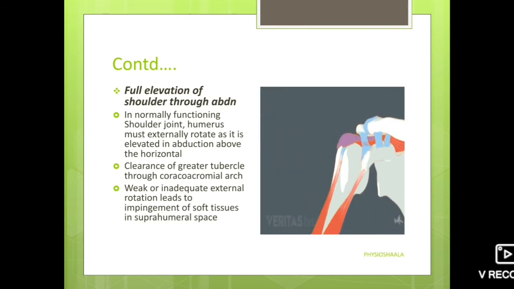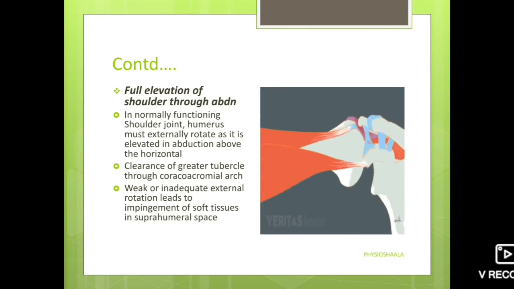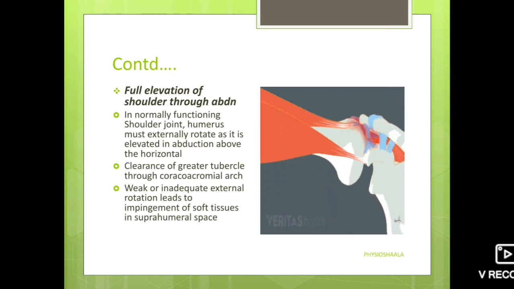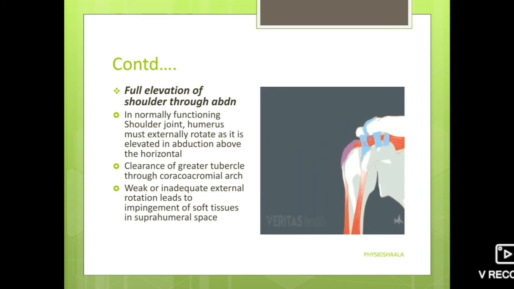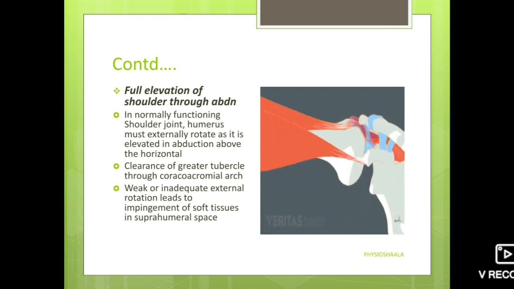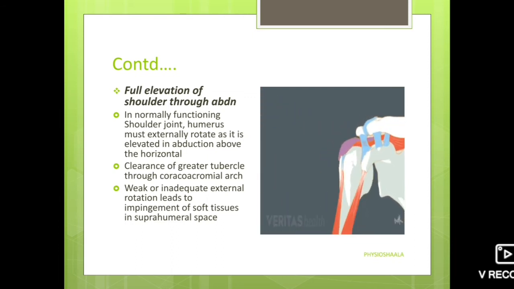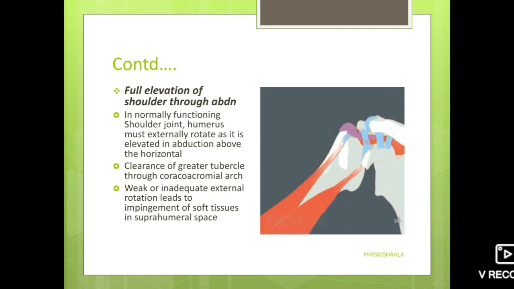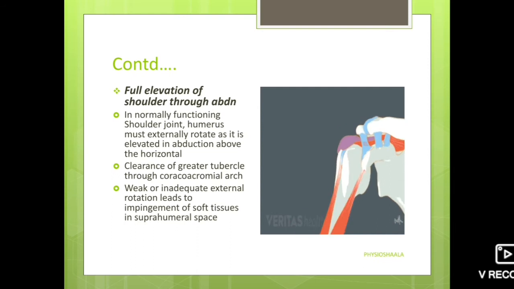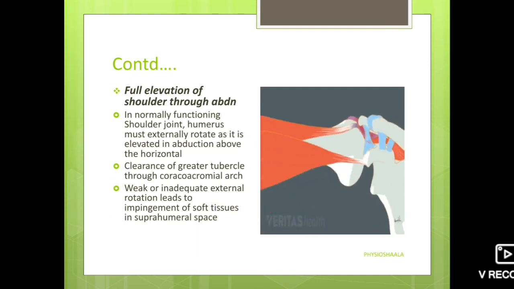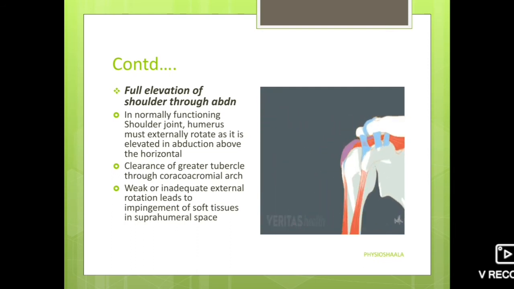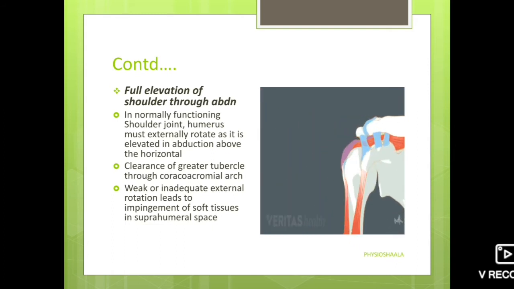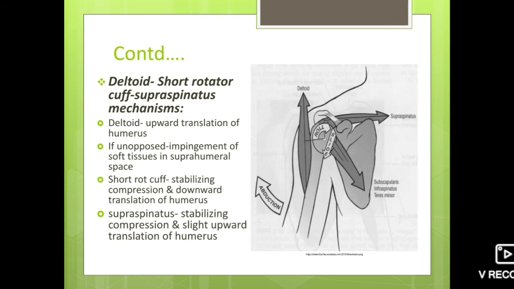Now whenever we perform full elevation of the shoulder through abduction, in a normally functioning shoulder joint, there is external rotation of the humerus. This external rotation is very essential for clearance of the greater tubercle through the coracoacromial arch. But in any case, when there is weak or inadequate external rotation, this may lead to impingement of the soft tissues in the suprahumeral space.